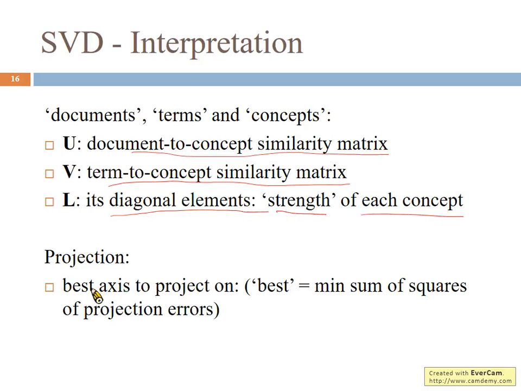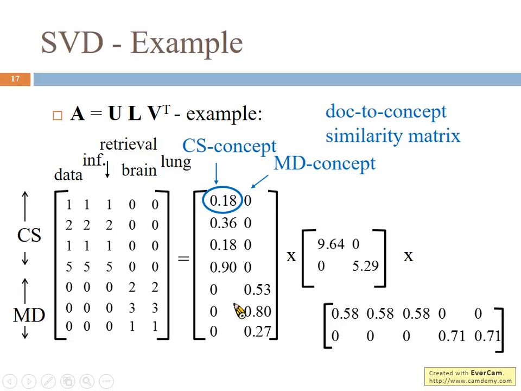And we want to project. How do we do the projection? How do we project the high dimensional data into low dimensional space? That is, we want to pick the best axes to project onto. The best means the minimum sum of squared projection errors. So we also have a similar concept in PCA. So how can we do that? We can use the singular value decomposition technique we have already studied in linear algebra.